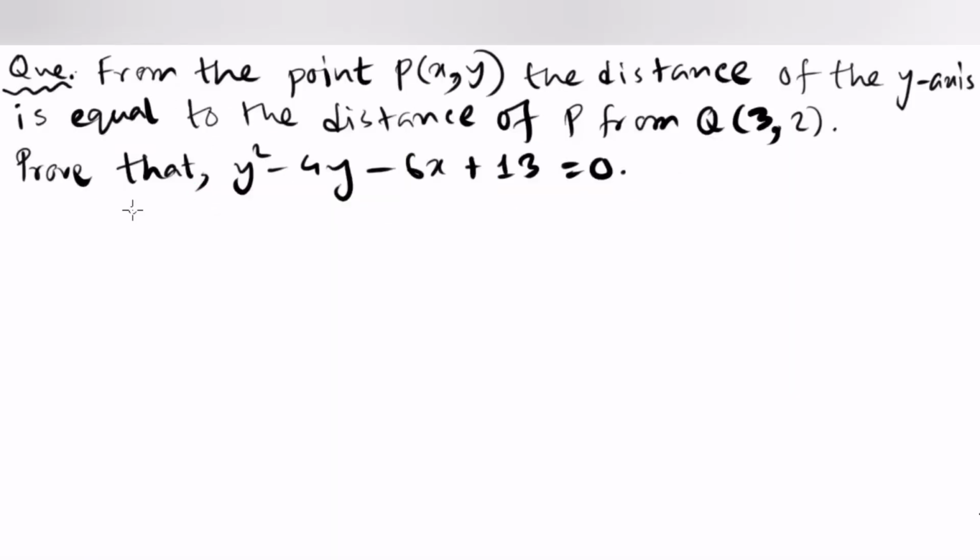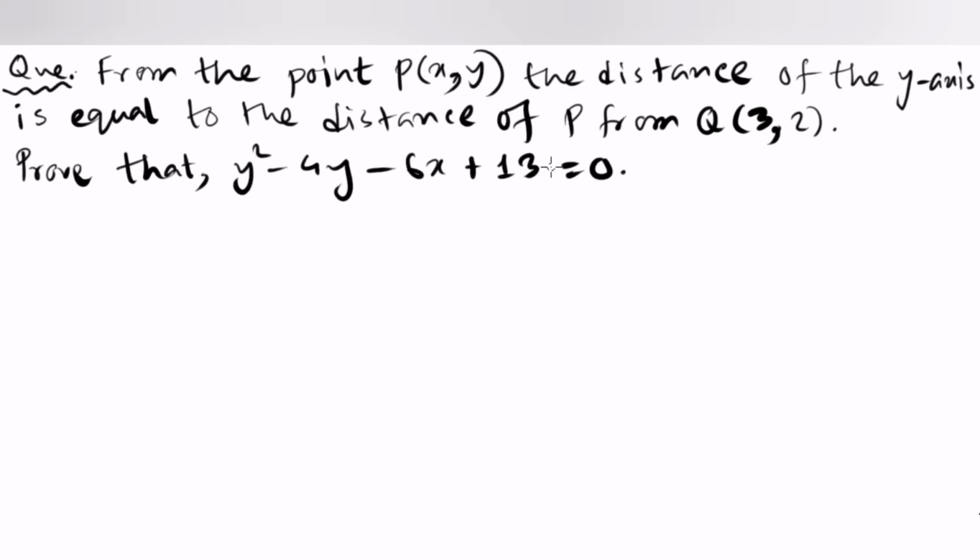So now the question I am giving you is very simple. According to what we discussed, we are going to apply that topic here. They said from the point P, whose coordinate is x, y, the distance from the y-axis is equal to the distance of P from Q, another point, whose coordinate is 3, 2. Now our purpose is to prove that y square minus 4y minus 6x plus 13 is equal to 0, to establish this equation. So what to do actually, how to do this one? It's actually a simple topic.